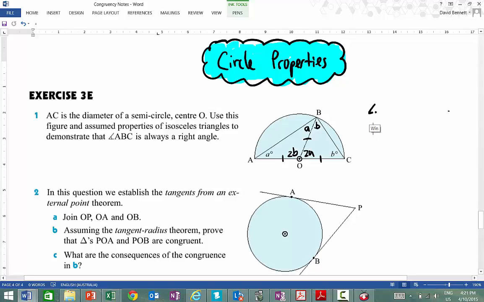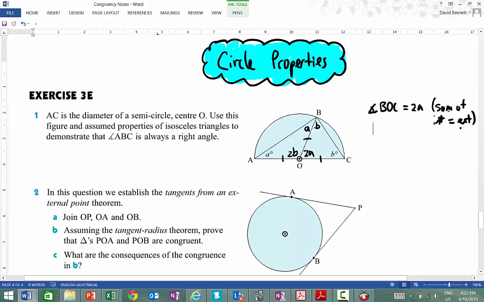We'd need to say that angle BOC equals 2A, sum of interior equals exterior angle. So you need to say something like that.